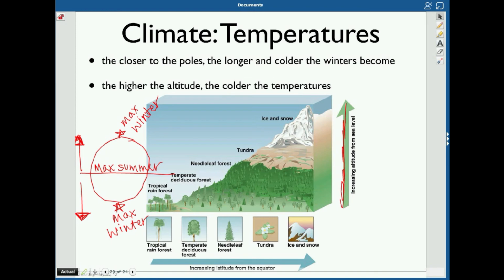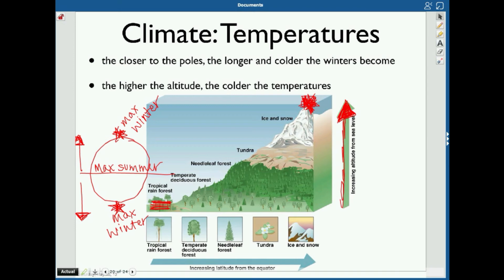Now, because the temperature or the climate determines the plant life in an area, the top of the mountain is going to have similar plant life to these areas in the poles that have max winter, because they both have similar climates. They're both very, very cold most of the time. Just like down here, if we were at the equator, you can have a tropical rainforest at sea level, and you can still have basically an Arctic type environment at the top.